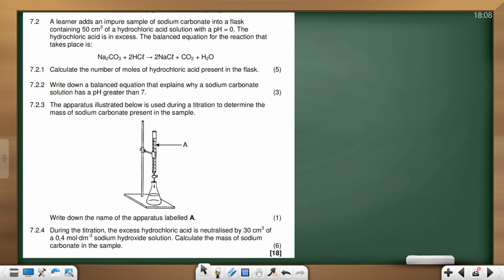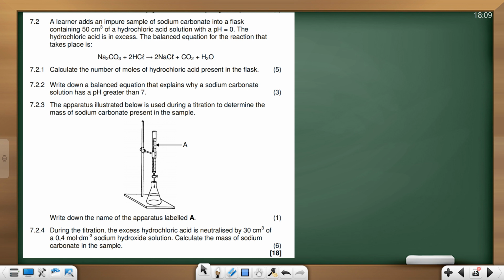A learner adds an impure sample of sodium carbonate into a flask containing 50 cm³ of hydrochloric acid solution with a pH of 0. That's where my Nonku got lost. pH of 0. All right.